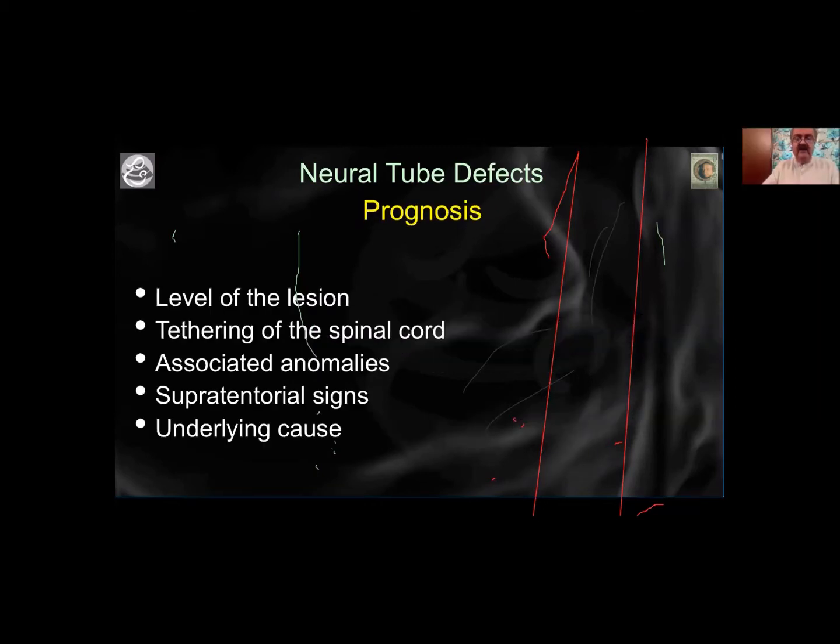And then remember that in your report, you should look for level of the lesion. Is it thoracic? Very poor prognosis. Cervical, very, very poor prognosis. Is there a tethering of the cord? Is it into the lesion? In my report that I'm reading, bad prognosis. Associated anomalies, bad prognosis. Supratentorial signs that I showed you and ventriculomegaly, bad prognosis. Underlying cause, is there a family history? Is there a genetic workup? Bad prognosis. So this is how you prognosticate.